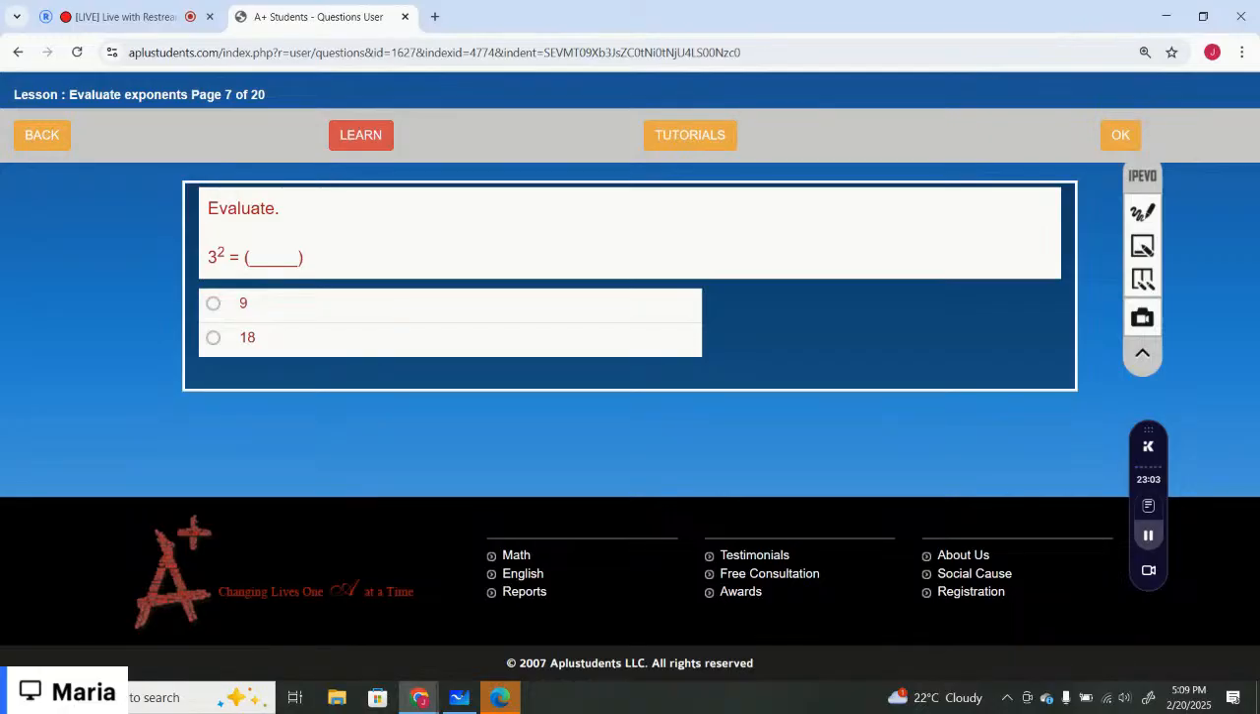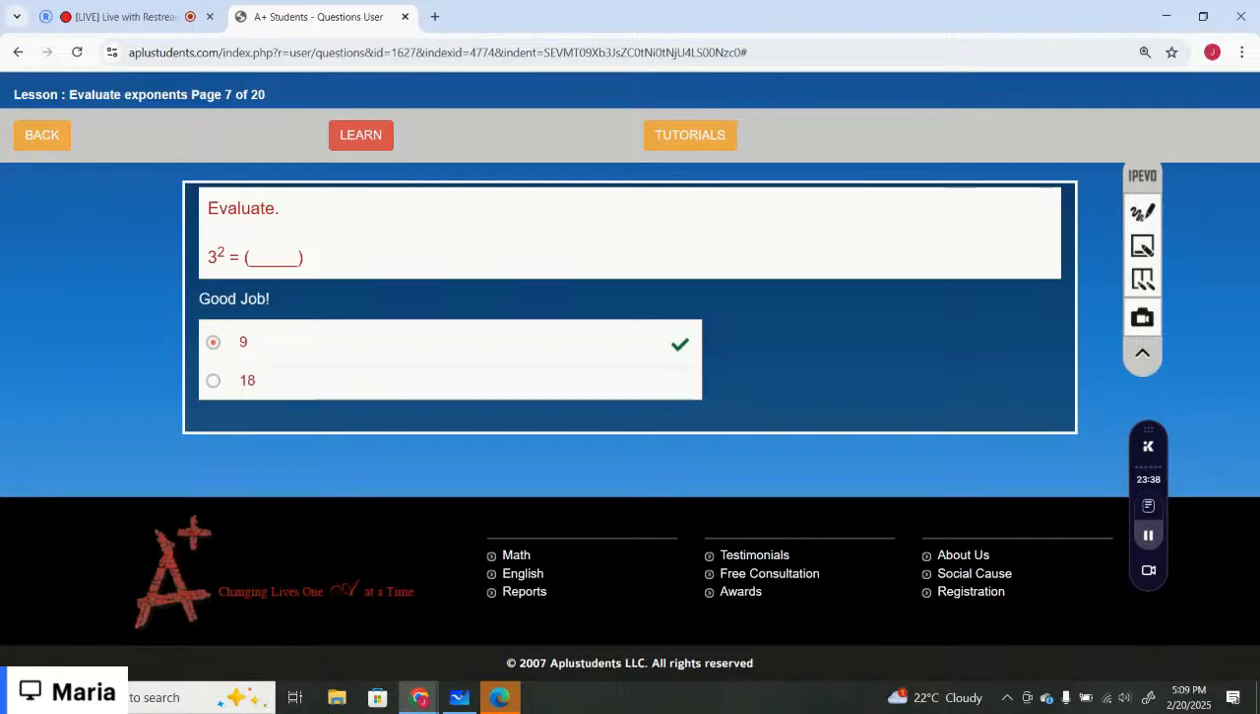3 square. 3 square equals 3 times 3, that is 9. Very good. Option number 1 is the correct option.